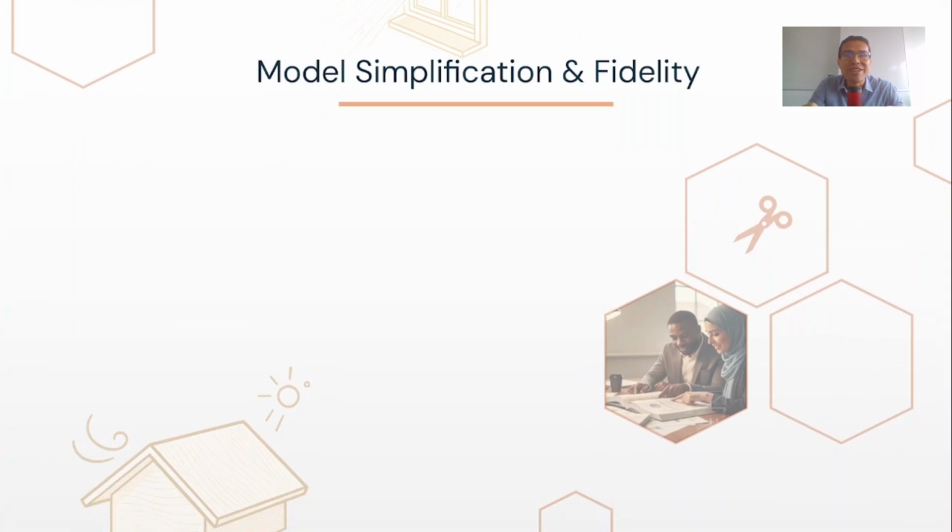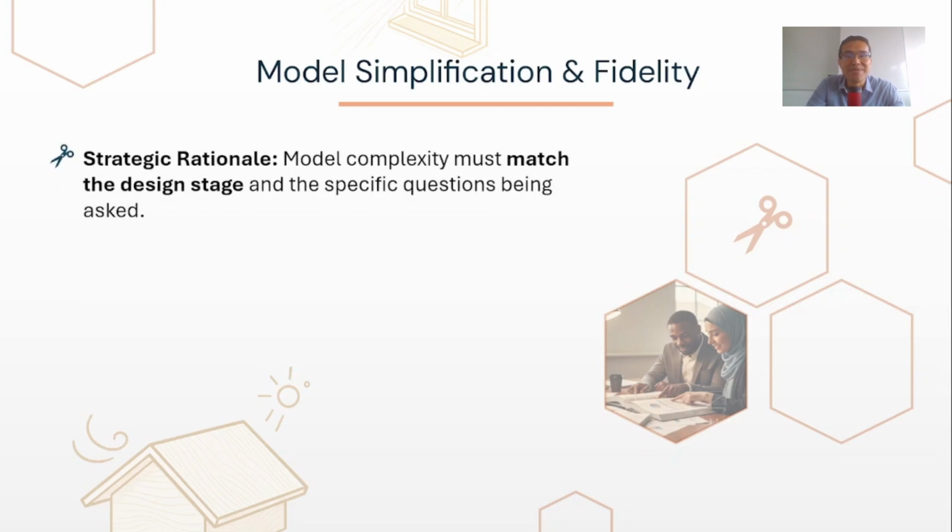We are now ready for the crucial third stage, which answers the problem we posed at the start: modeling simplification and fidelity. The strategic rationale for simplification is that your model's complexity must always match the design stage and the specific questions being asked. In early design, simplicity allows for rapid feedback and iteration, while excessive complexity wastes time, introduces errors, and provides little value. Always remember, a model is an idealized view of reality, not a perfect replica.